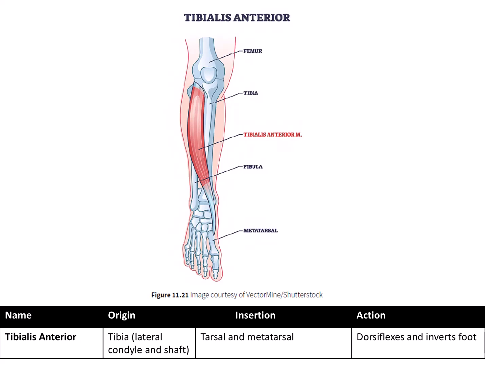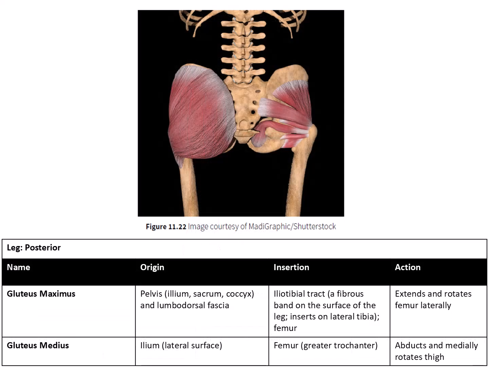The pain associated with shin splints can be caused by a number of things. It can be small stress fractures of the tibia, inflammation of the periosteum surrounding the tibia, or tendinitis of the anterior leg. Now, let's turn our attention to the muscles on the posterior side of the lower extremity.